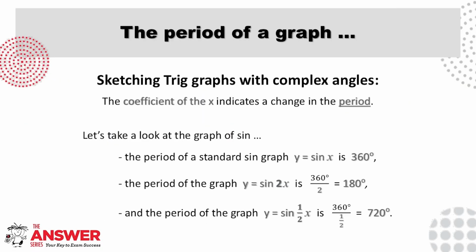Now for the period of a trig graph, again we will look at sine. We know that the number of degrees for one full wave of a standard sine graph is 360 degrees, and so 360 degrees is therefore its period. What happens then to the period when the angle is more complex? Well, it's the coefficient of the x that impacts the period, and we can use this coefficient to help us calculate this adjusted period. Let's have a look now at how these changes impact the standard sine graph.